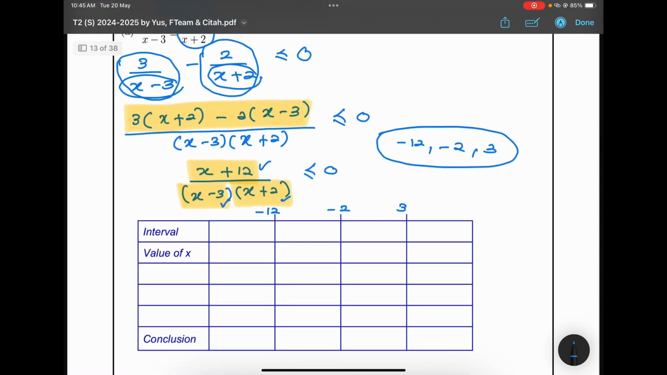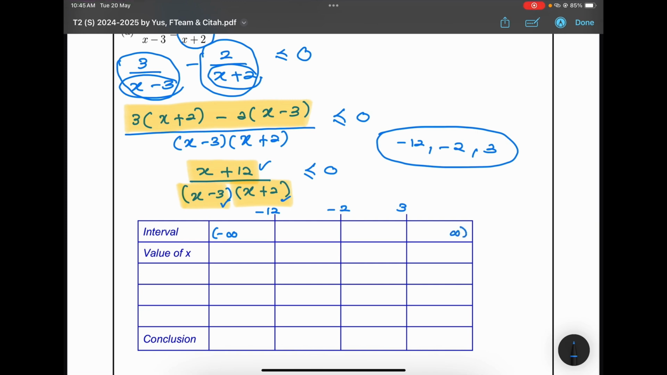Okay, macam mana nak solve rational inequalities using table of sign? So apa yang you perlukan adalah the first row should be interval. Interval ni mudah sahaja. You should start with negative infinity. Wajib ya, bermula dengan negative infinity and mesti berakhir dengan infinity.